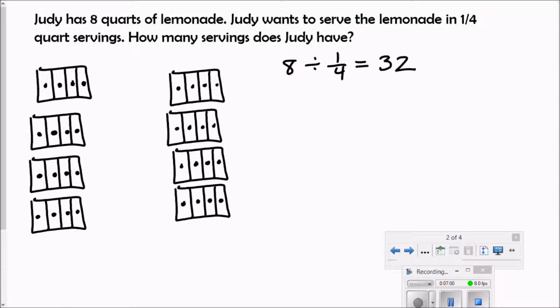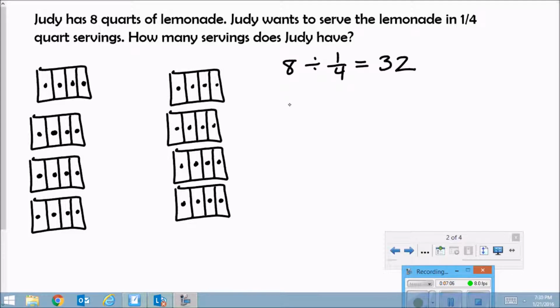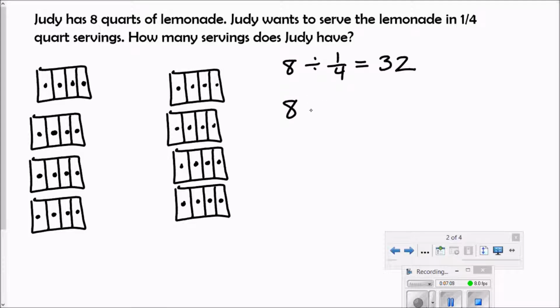Now, I'm going to apply the same inverse reciprocal or keep, change, flip method. I am going to keep the 8, take the inverse of division, which is multiplication, take the reciprocal of 1/4, which is just 4/1. I'm going to write my 1 under 8 to remain consistent here, showing my denominators. And then I'm just going to multiply across, numerator times numerator, which is 32, and then denominator times denominator, which is 1. And then I'll just clean that up to make it a solid 32. So Judy has 32 servings of lemonade.